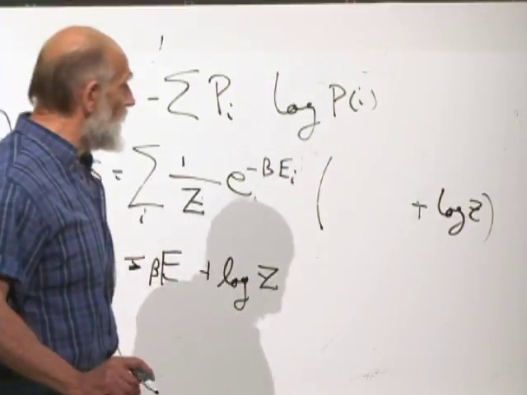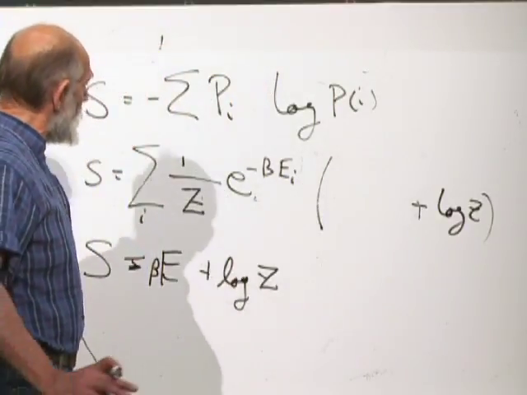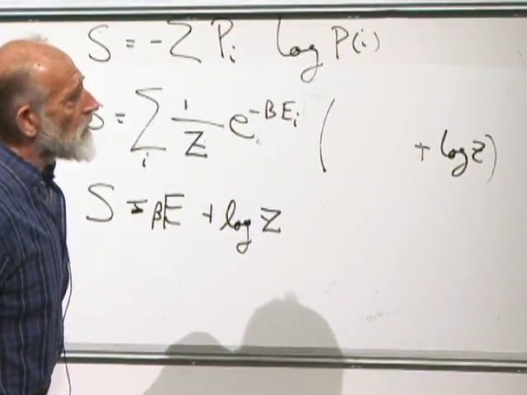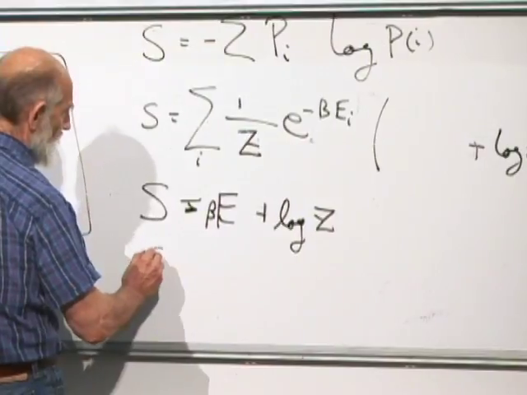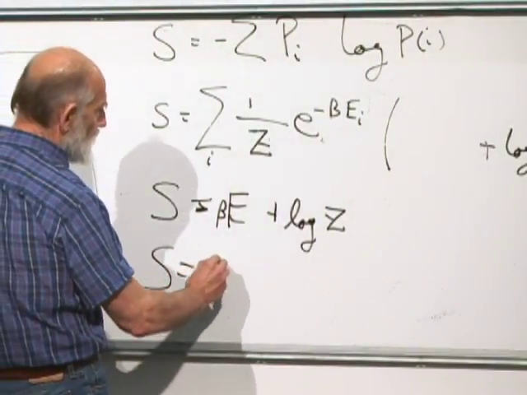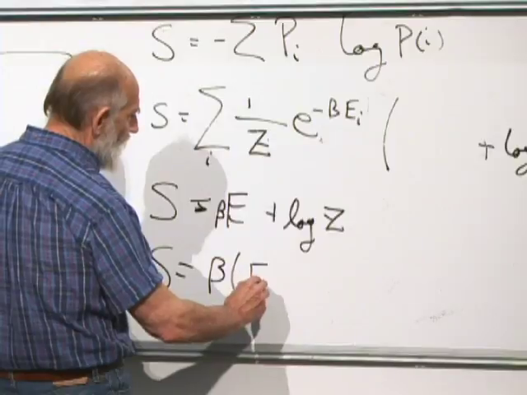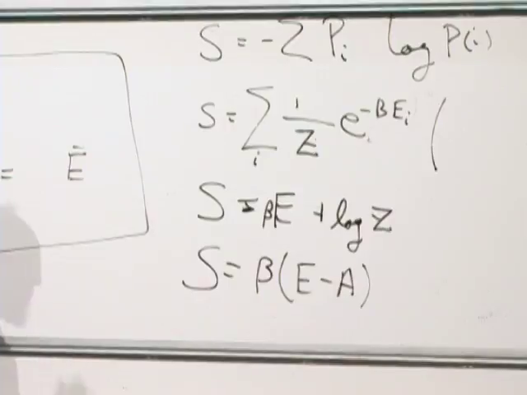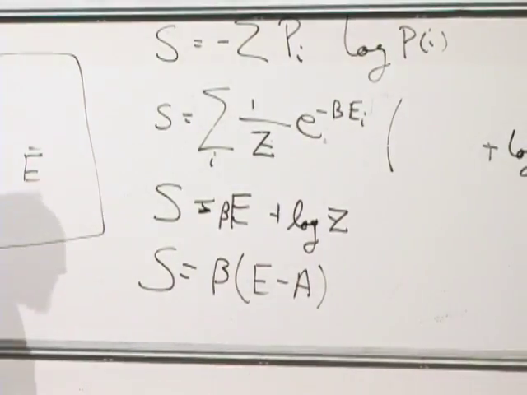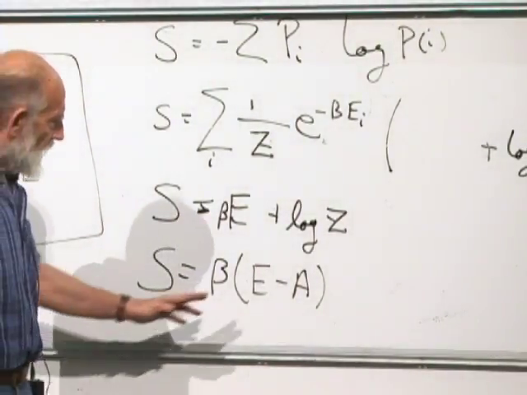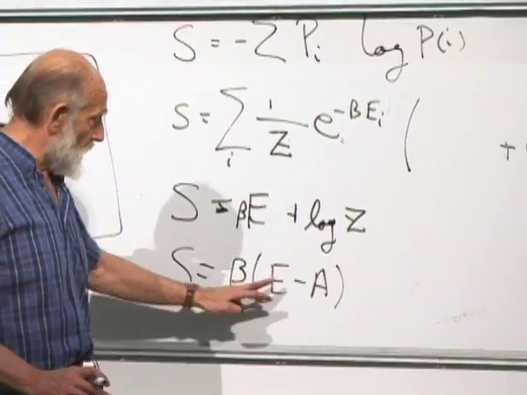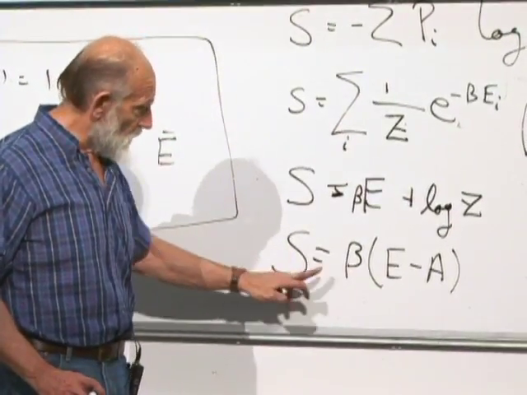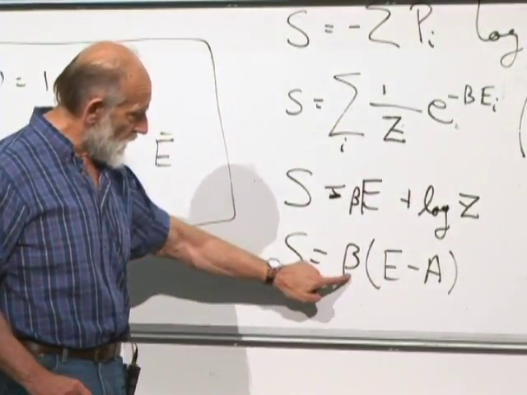The Helmholtz free energy, I don't want to erase it in this form. Let's just put it up here. And again, logarithm of z is minus beta times A. So here we have it. S is equal to beta times E minus A. So the difference between the energy and the Helmholtz free energy is just the entropy, or the entropy divided by beta.